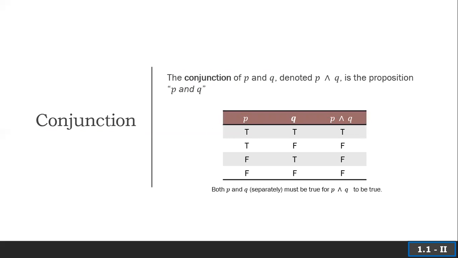Next, we have conjunctions. The conjunction of P and Q, so two separate propositions, is denoted P and Q, with a little upward arrow there. So this is a brand new proposition with the word and sandwiched in the middle there. So we can see here the truth table assigned for P and Q. Both of them need to be true separately for the conjunction to also be true.